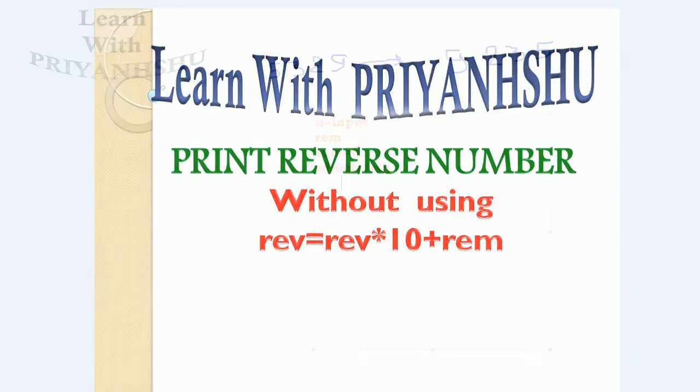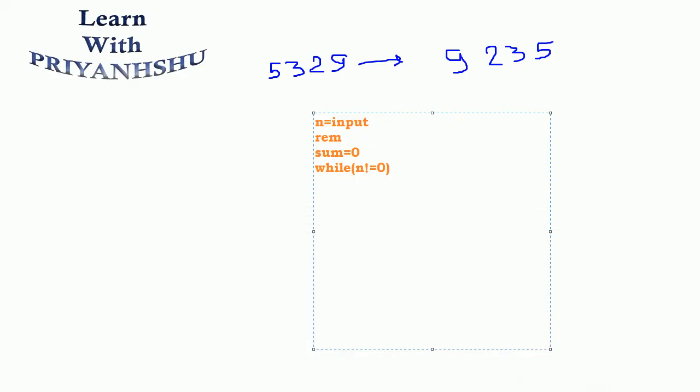So see, simply we write remainder equal to n % 10, then sum equal to sum * 10 + remainder. Then what we do, n equal to n divide by 10. This is our simple program to reverse the number, and then we print the sum.